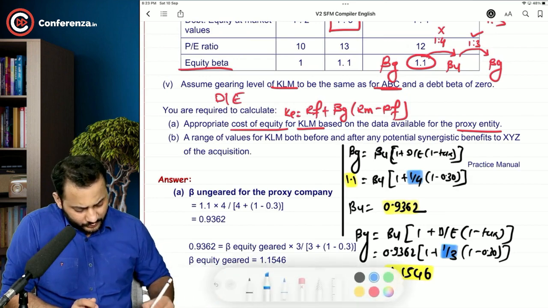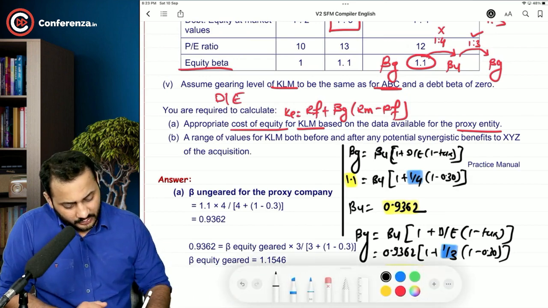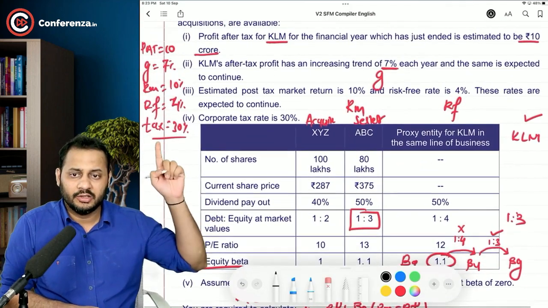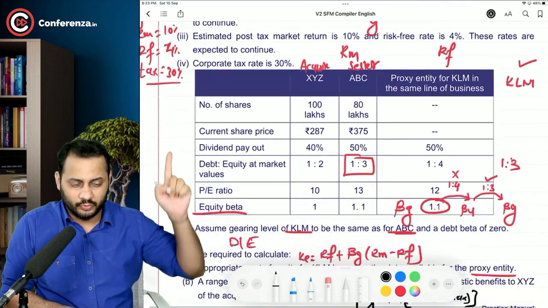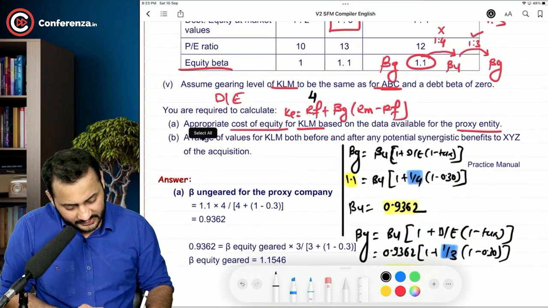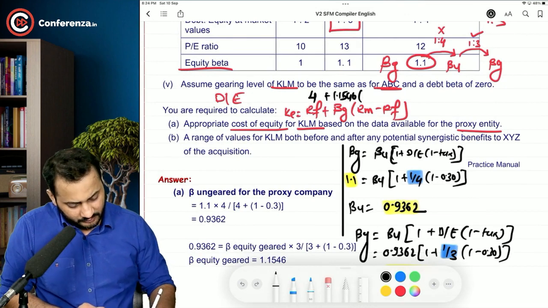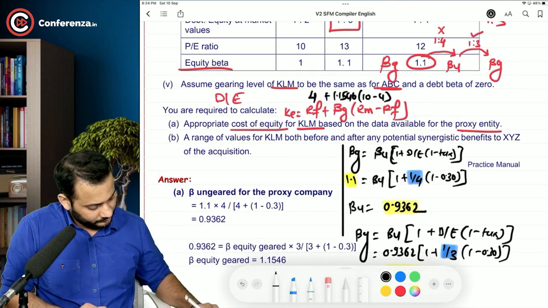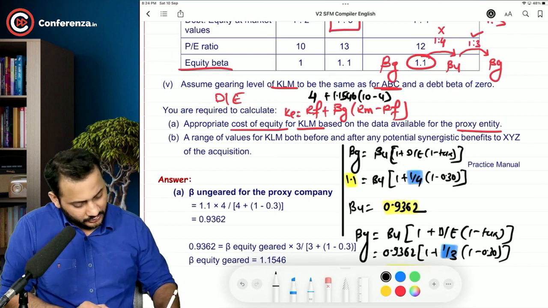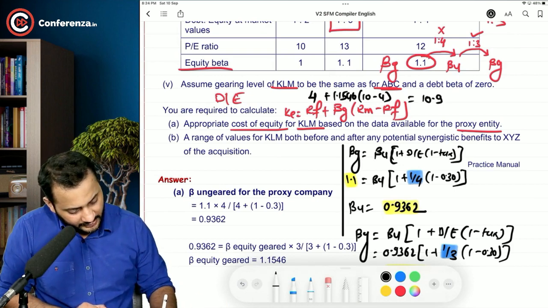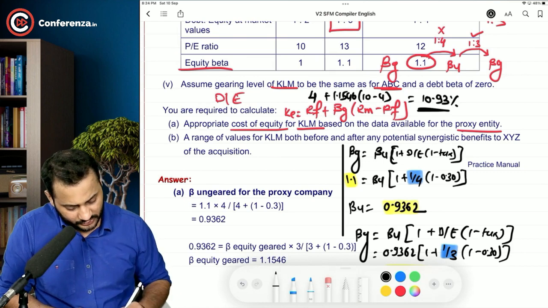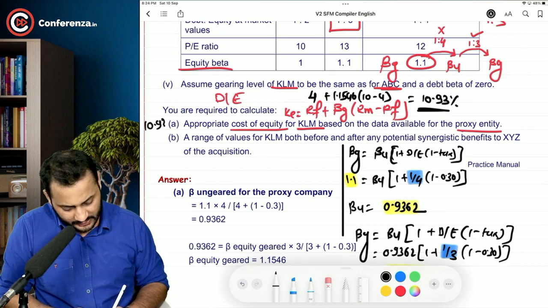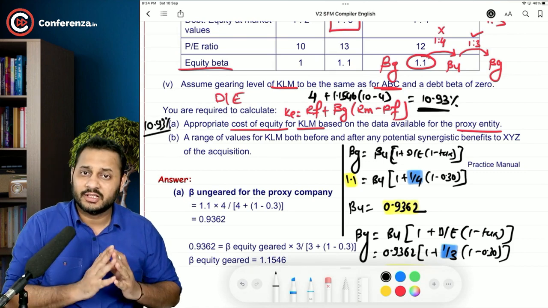Now you can simply use the CAPM model, 10% and 4%, right? So 4% is the risk-free rate, 1.1546 is the beta, and market return is 10 minus 4. So the answer will be 10.93%. This is the cost of equity, 10.93%. That's it. The first answer is resolved.